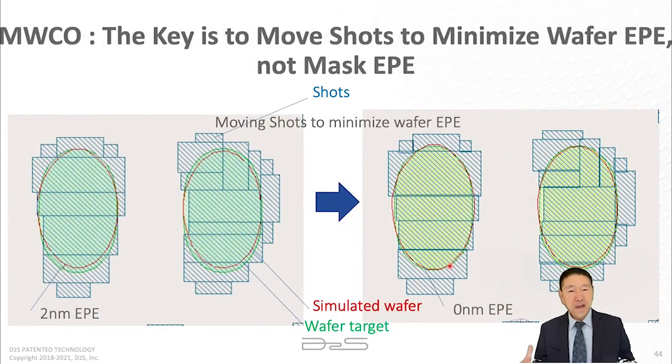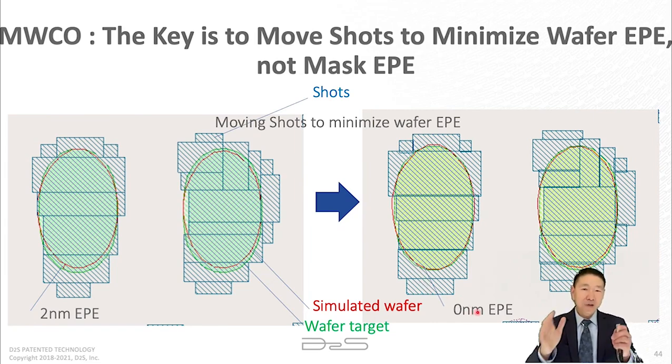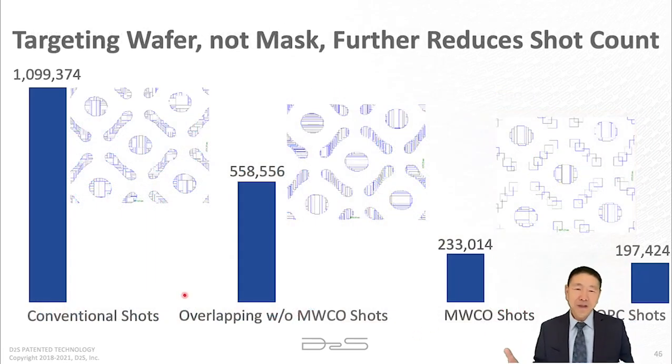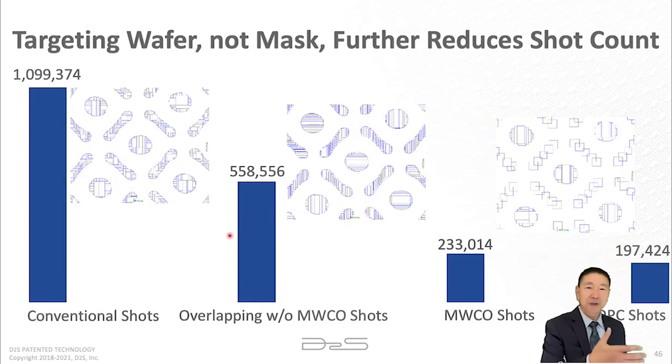In MWCO, we don't have to dramatically change the shot configuration. We just have to move them slightly, then do the mask simulation and do the wafer simulation. Here we can see that the 2 nanometer gap on the wafer becomes 0. So that's the trick. It turned out this MWCO can significantly reduce the shot count.